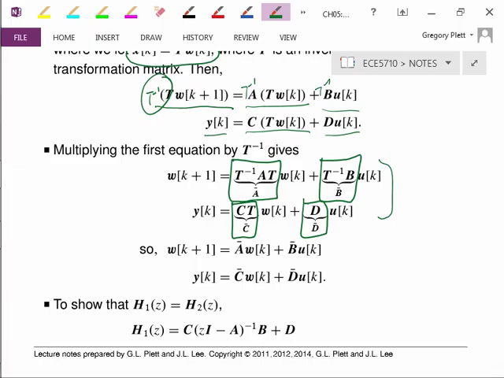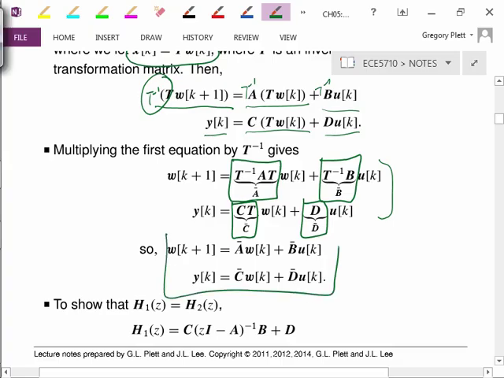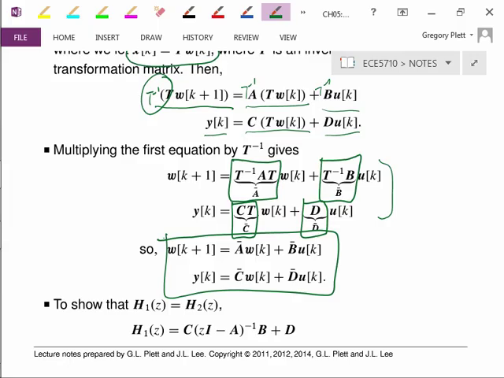And again, this has the form of the state space model. Condensing these matrices down, T inverse A T I will call A bar, and T inverse B is B bar, and C T is C bar, and D, we just call it D bar even though it's the same thing. I end up with a state space form in the state W instead of the state X that behaves in the same way as the previous state space form did.